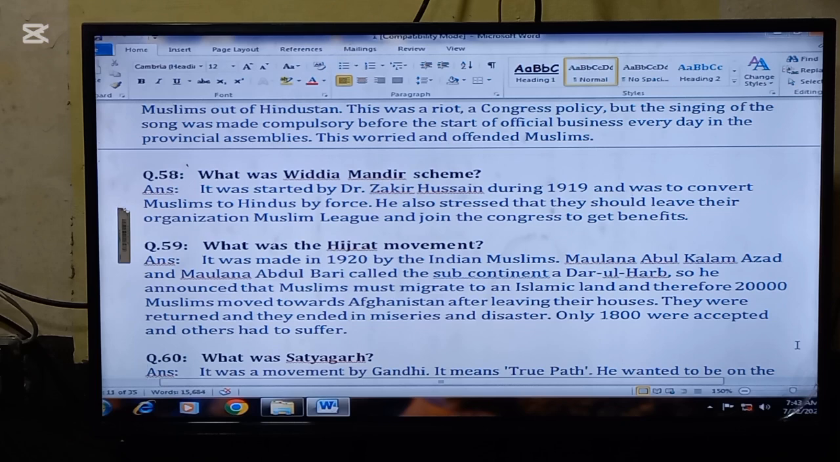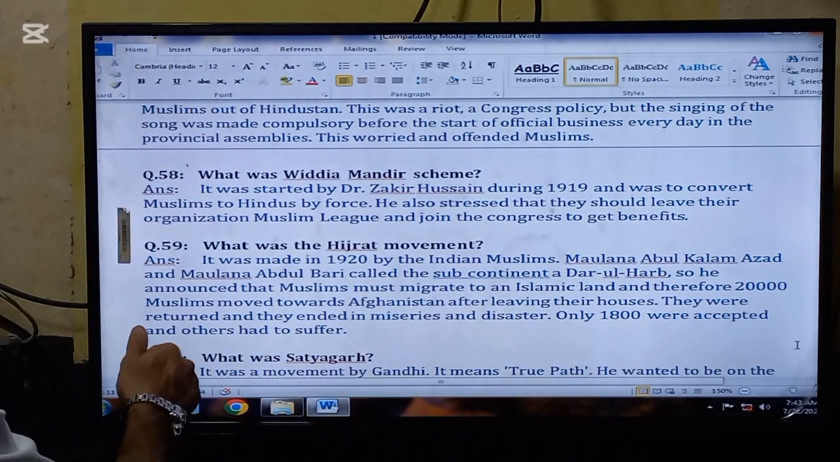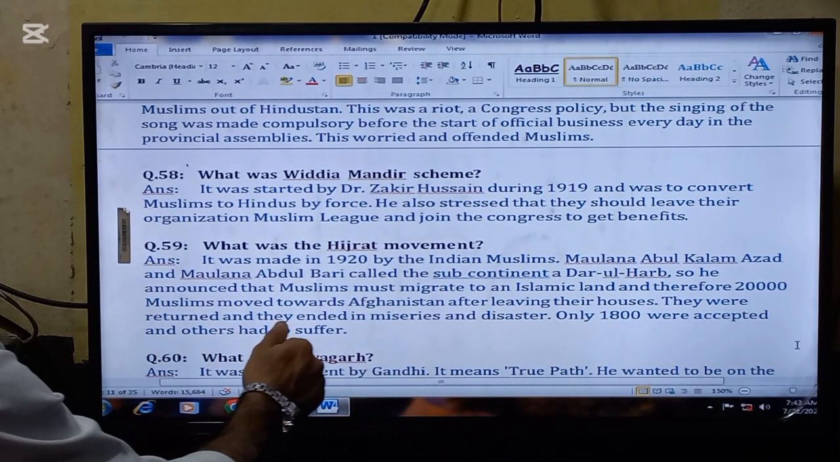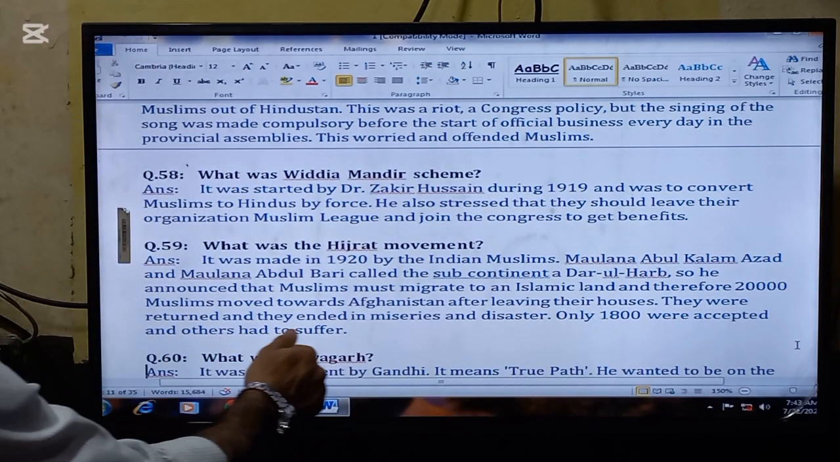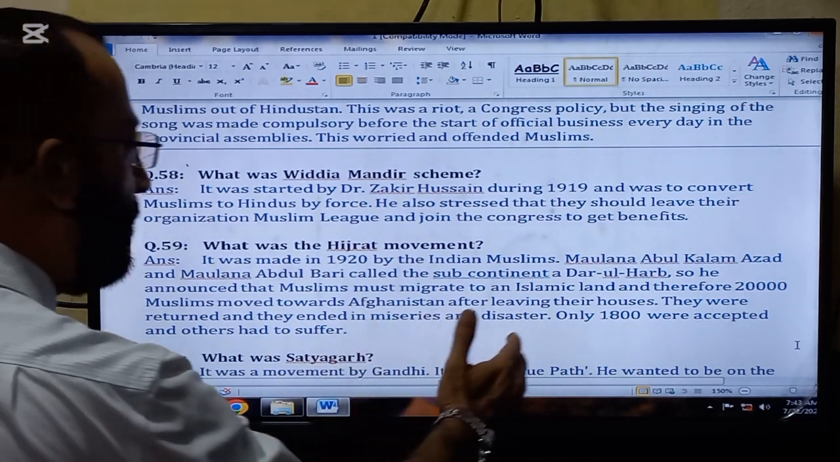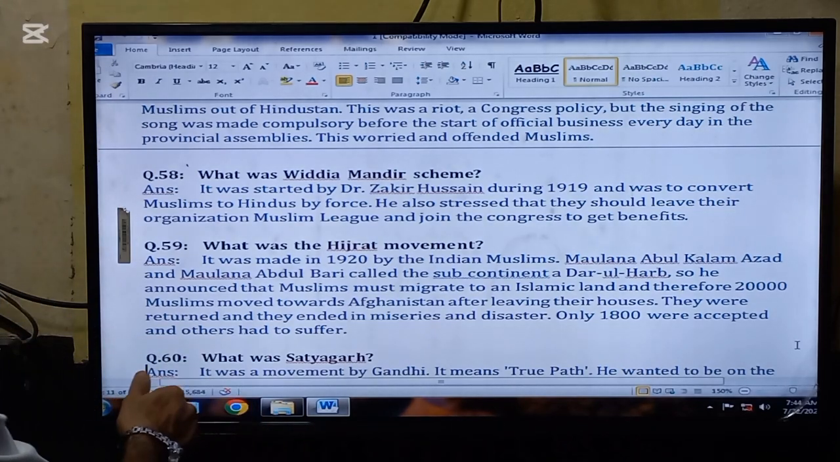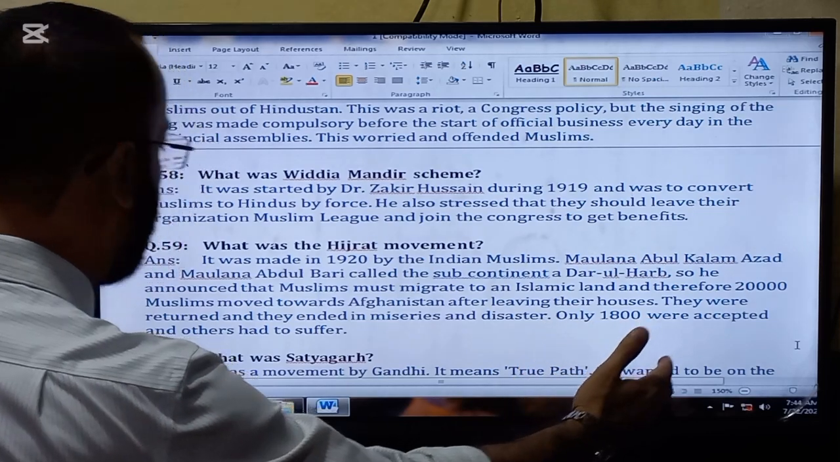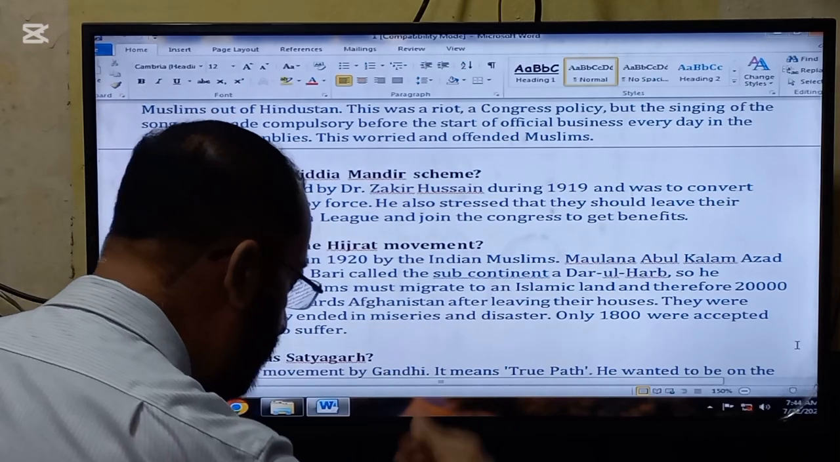The next important question for today is, what was the Hijrat movement? It was made in 1920 by the Indian Muslims. Maulana Abul Kalam Azad and Maulana Abdul Bari called this subcontinent a Darul Harb. So he announced that Muslims must migrate to an Islamic land, and therefore 20,000 Muslims moved toward Afghanistan. After leaving their houses, businesses and property, all things, they were returned, and they ended in miseries and disaster. Only 1,800 were accepted, and others had to suffer because their businesses and homes were captured by others when they left India.